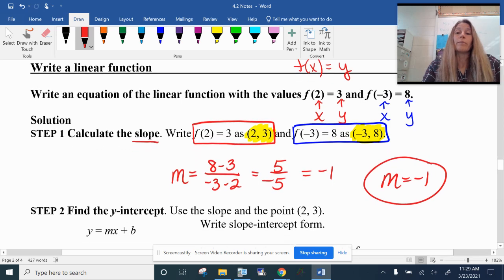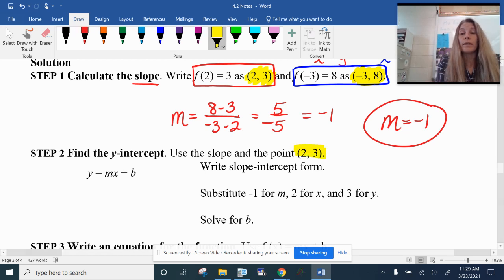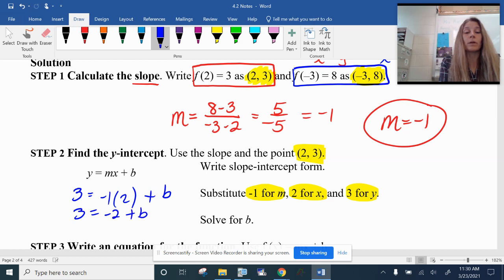Now when I go to find my b value, again, I have a choice of these two different points here. So I'm going to just choose (2, 3). Since there's no negatives, the numbers are a little bit smaller. I'm going to substitute in the -1 for my slope, the 2 for my x, and the 3 for my y. So I have 3 equals -1 times 2 plus b. Of course, -1 times 2 is -2. And then I'm going to add that to the 3, and I get b equals 5.